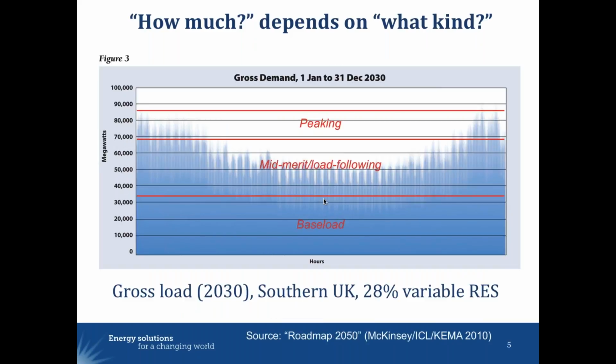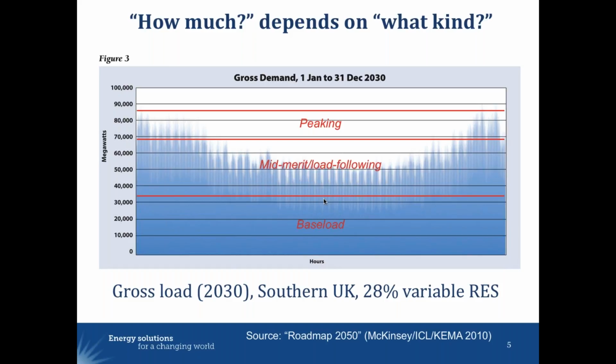And we can look at a representative analysis. This was done as part of what was called the Roadmap 2050 project that was McKinsey, Imperial College London, and KEMA from 2010. They were doing a modeling exercise on a low carbon pathway in Europe. And this is just one of the regions, the southern UK. This is in 2030, at which point they were projecting 28% of energy coming from variable renewables.